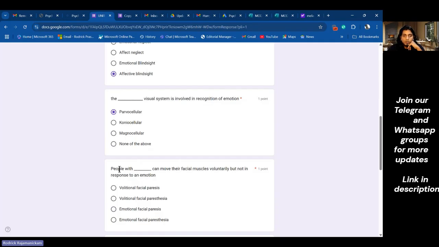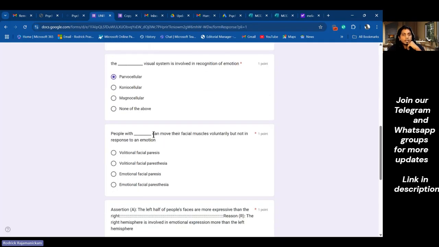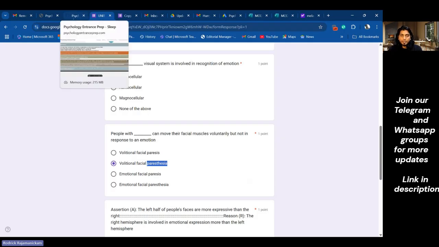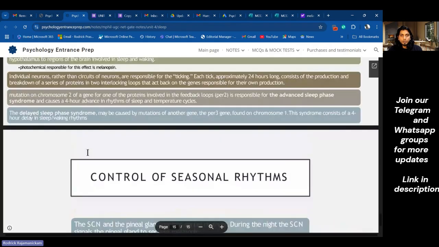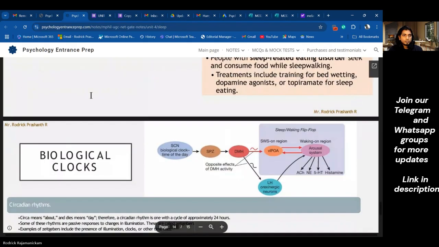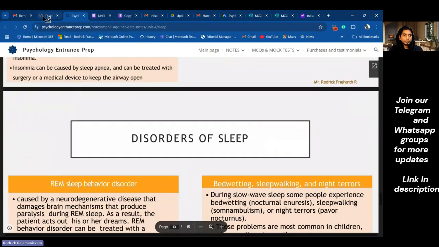Then people with DASH can move their facial muscles voluntarily, but not in response to an emotion. There are two types of facial paresis. It's not paresthesia. Paresthesia is basically a pins and needles sensation, that tingling sensation when you have lack of blood flow in the area. So that is not what it is. It is because of paresis. Paresis means weakness of muscles. We're talking about emotions, right?